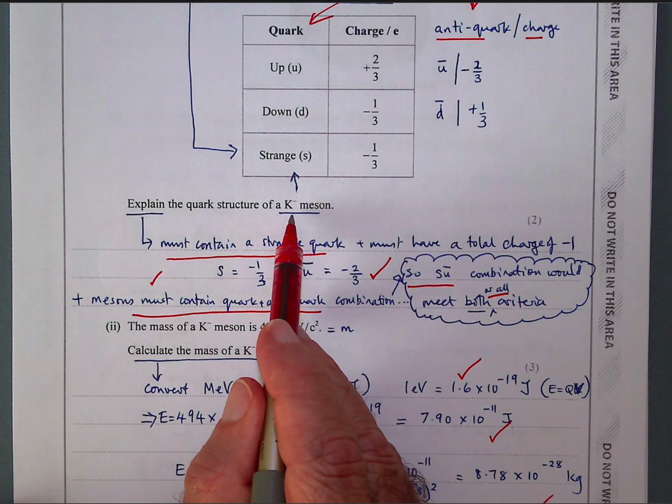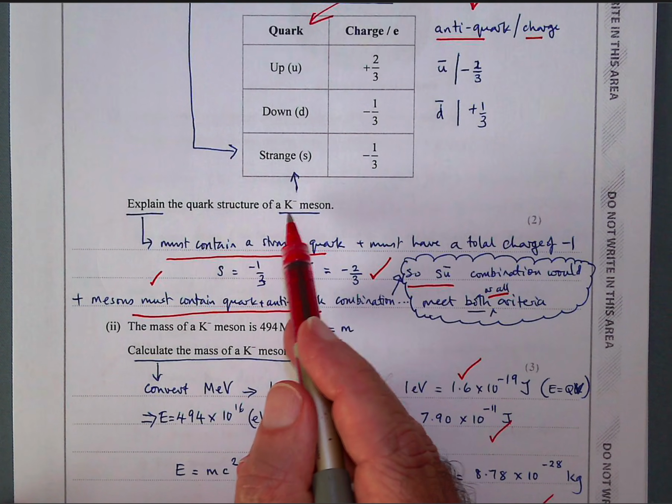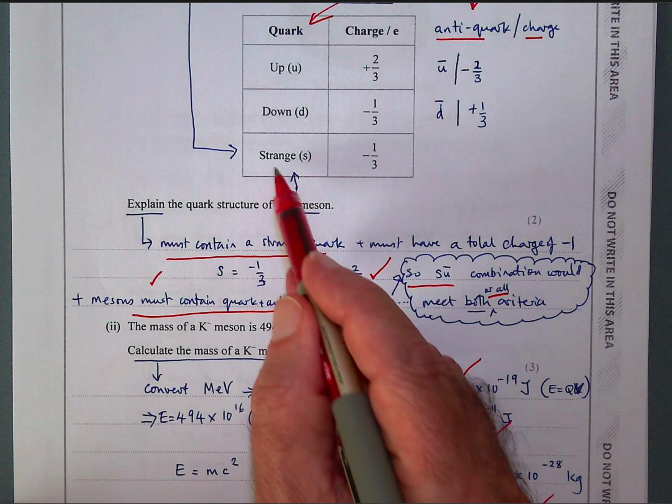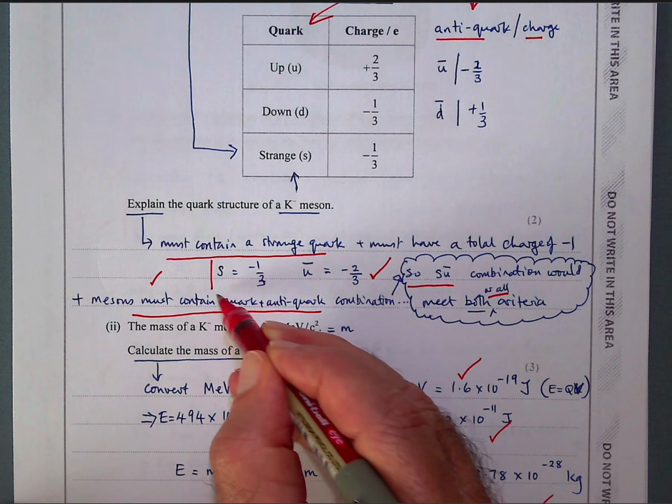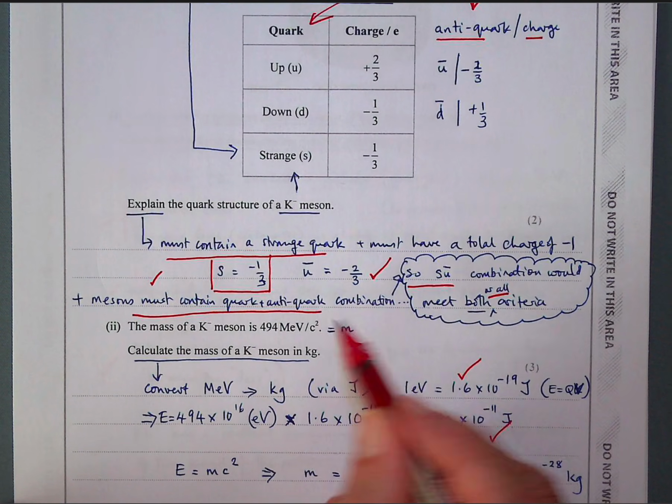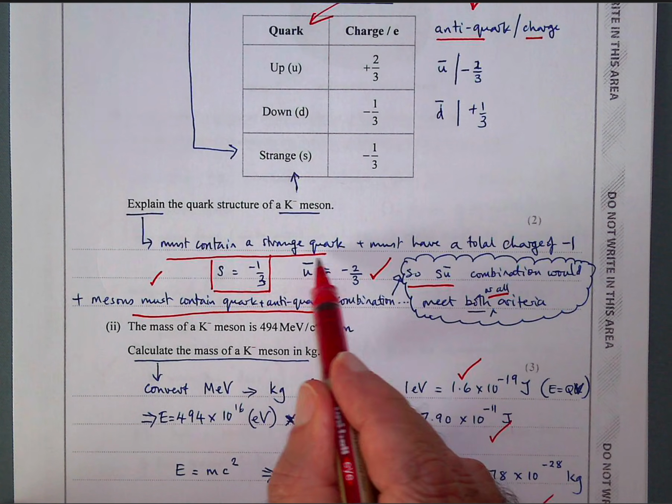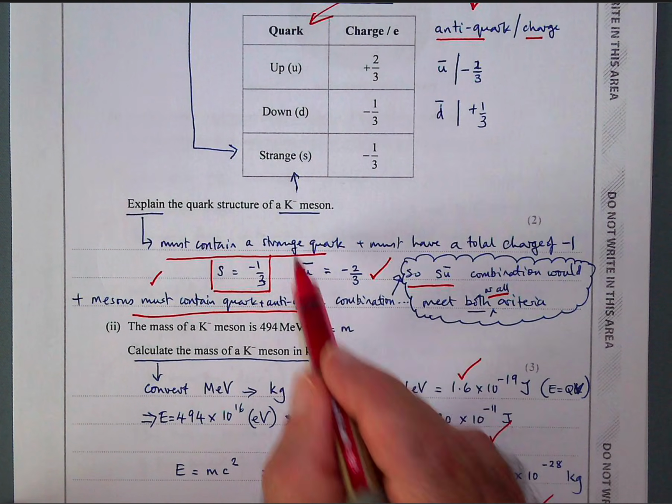Explain the quark structure of a K- meson. Well, if it's a K- meson, we know it has to have the strange quark in it, so you automatically know it's got the strange quark in it. And it says a K-, so if it's minus, it must contain a strange quark and must have a total charge of -1.